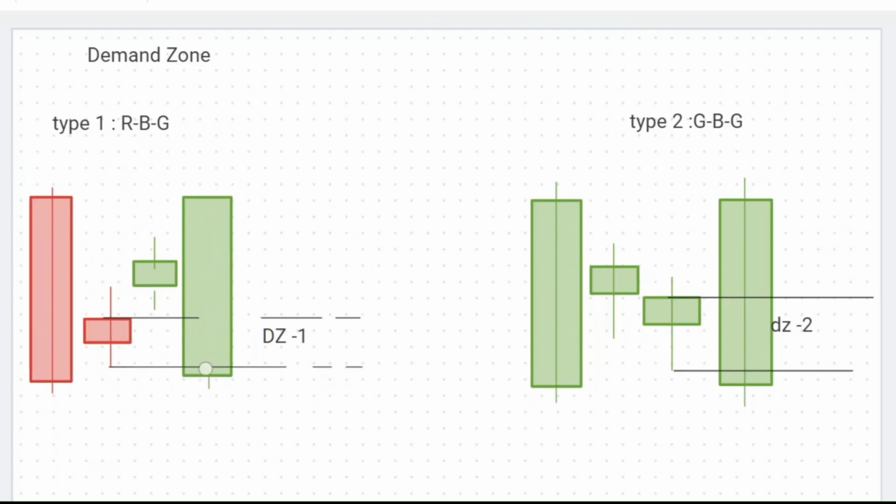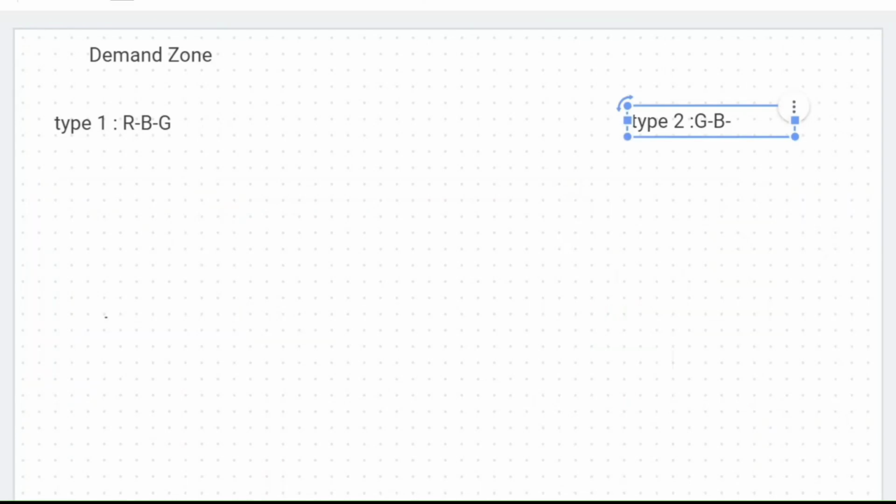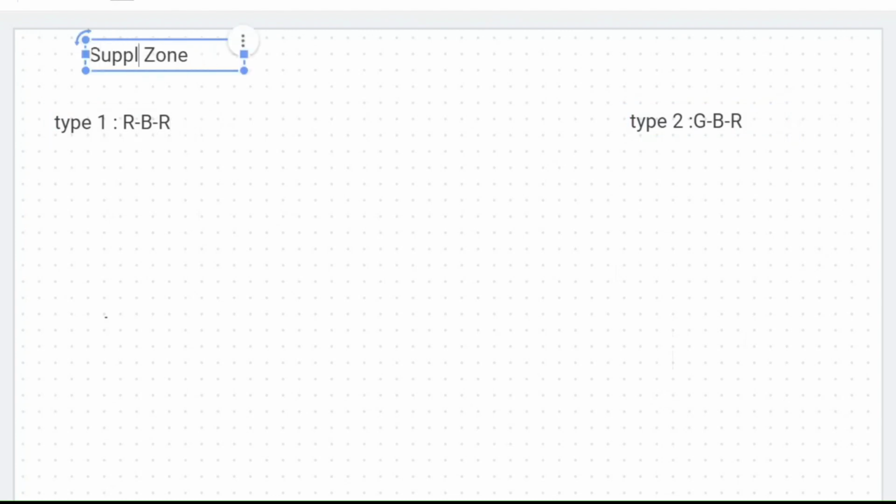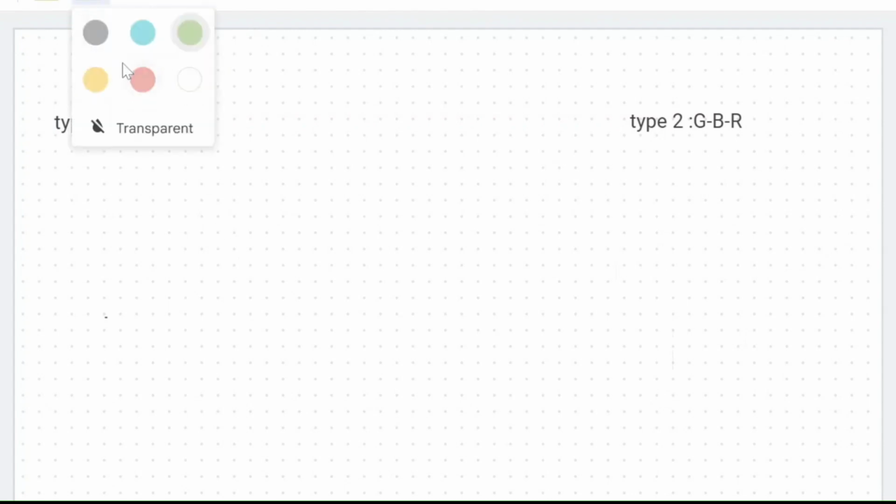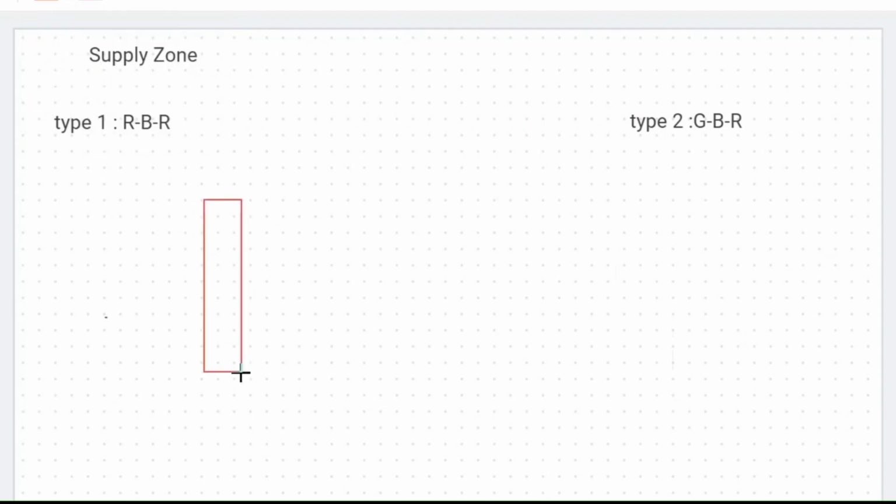Okay? Now we will not put green here. We will put red here, and we will put red here also, and do this. Supply zone. Okay? You can understand it as the supply zone. First of all, let's create it in the supply zone.